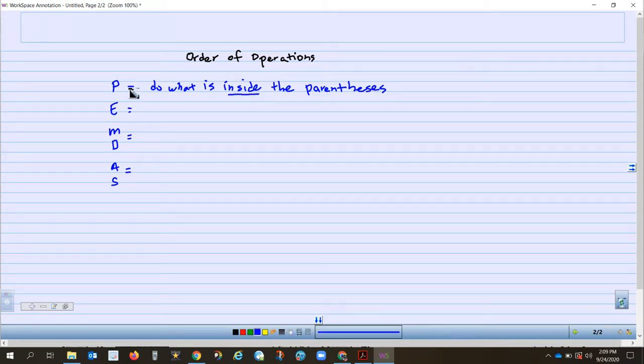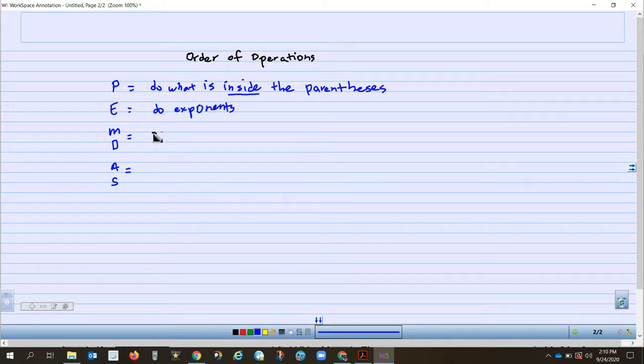People often say, do the parentheses first. You don't do the parentheses. The parentheses are not operations. The parentheses simply are grouping symbols. And then E, next: do exponents. So actually you're doing exponents first. If they were inside the parentheses, you follow order of operations, by the way.